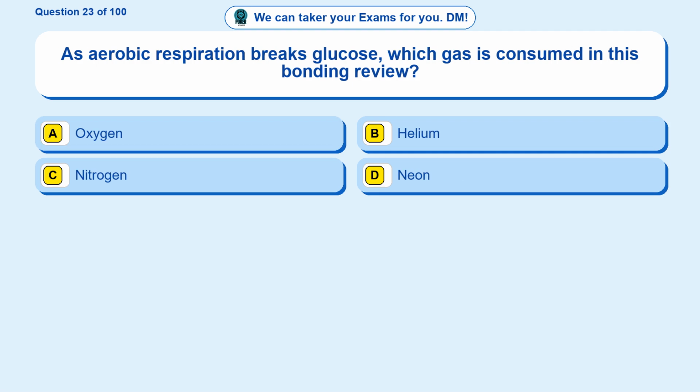Question 23. As aerobic respiration breaks glucose, which gas is consumed in this bonding review? Option A, oxygen. Option B, helium. Option C, nitrogen. Option D, neon. The correct answer is option A.